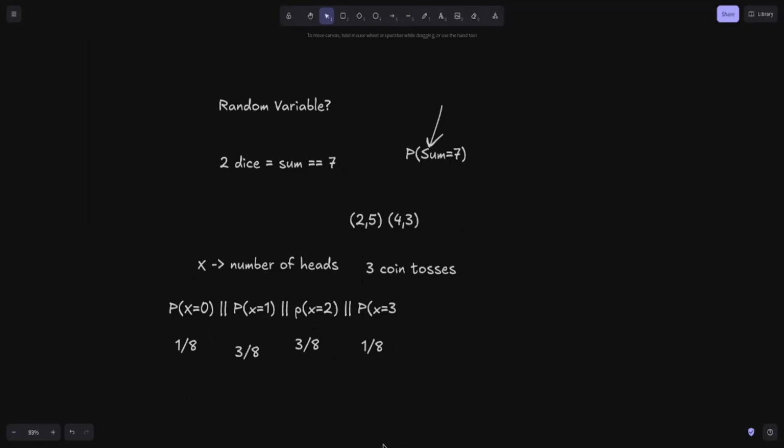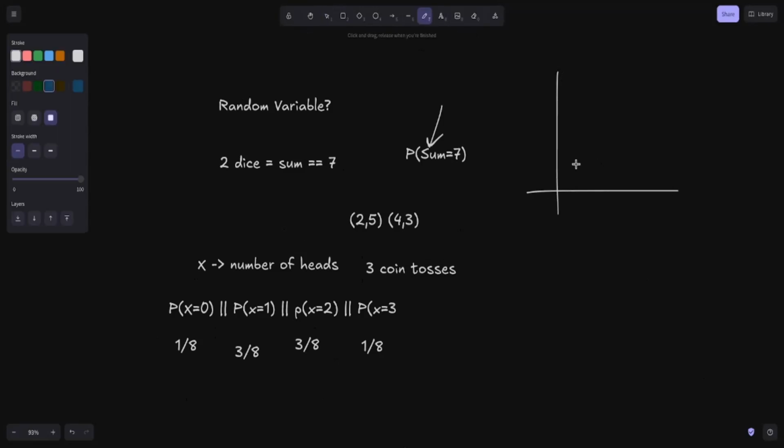So if you notice something, these variables are very much discrete. These are discrete random variables. What do I mean by discrete? We will get into discrete versus continuous a bit later on. Simply, let's say we have a graph like this.